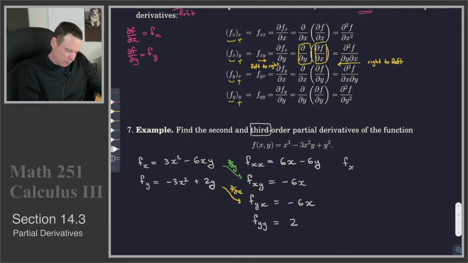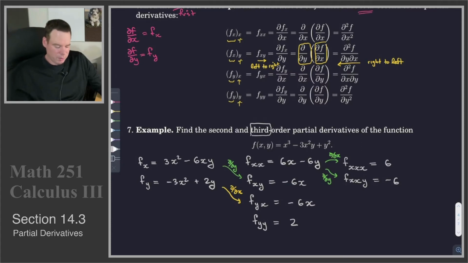Let's see what they are. We got f_xxx. So that's the derivative of f_xx with respect to x. That's 6. Then we got the derivative of f_xx with respect to y. So that's this one, where we're differentiating with respect to y. There we just did it with respect to x. When I differentiate with respect to y, I get negative 6. And now that takes care of f_xx and the 2 possibilities for that third derivative, either x or y.